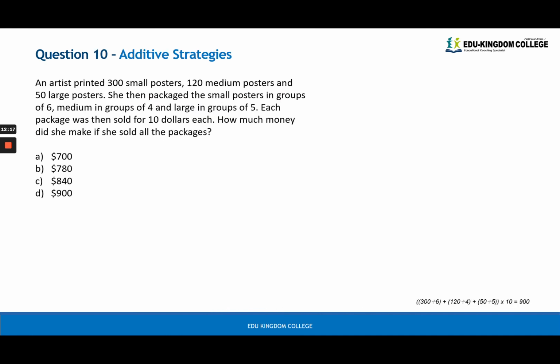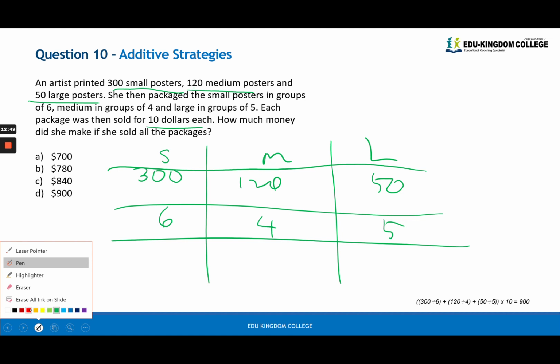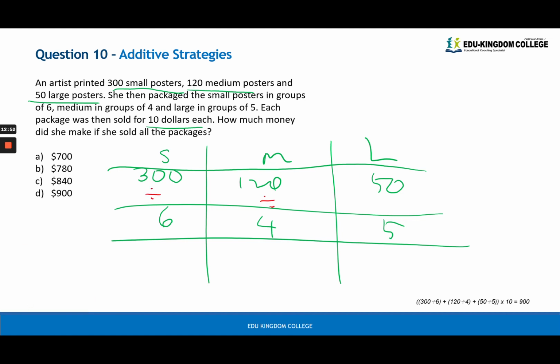And last question. So we have 300 small posters, 120 medium posters, 50 large, and we're packing them in groups. So we have to divide. Each package was sold then for $10 each. How much money did you make? Okay, so let's group the small, medium, large. So we have 120 medium and 50 large. Notice how I'm labeling it as I go, so it's easier for me to find my information. Okay, so then we have groups, smalls are in 6, mediums are in 4, larges in 5. You see how they have kind of mixed the numbers up so that they purposely confuse you. So be careful with that.